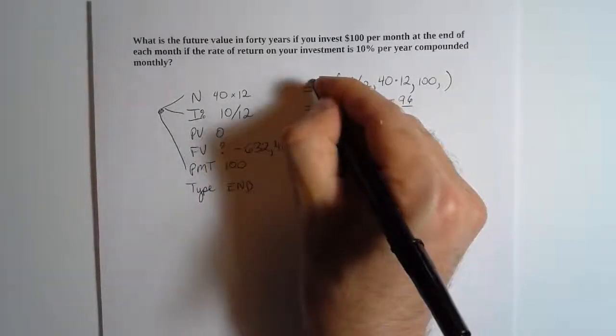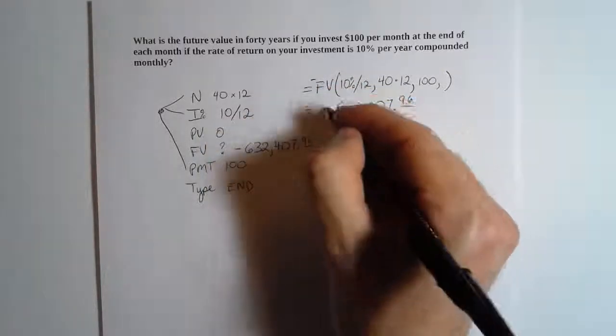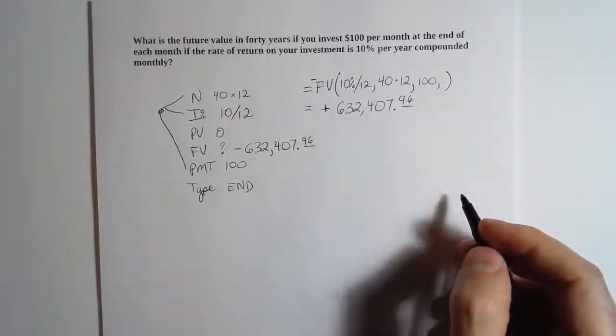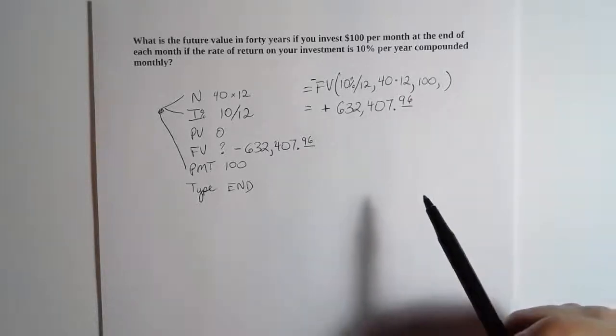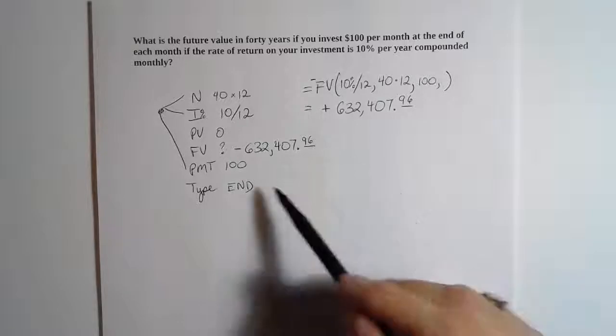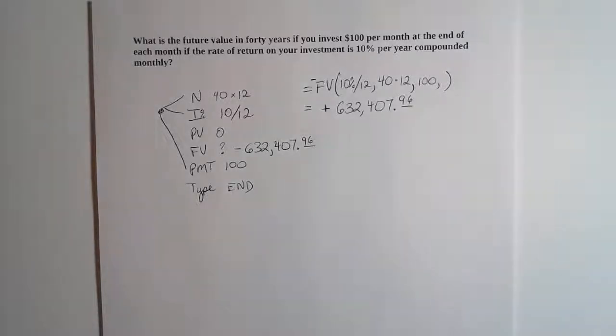If you're doing this in Excel and you wanted to actually get a positive value here, you would need to stick a negative sign between the equal sign and the future value, and that would give you a positive value. That is how you can find the future value of an annuity using Excel and also your calculator. I recommend that you try some other examples and see how you do.